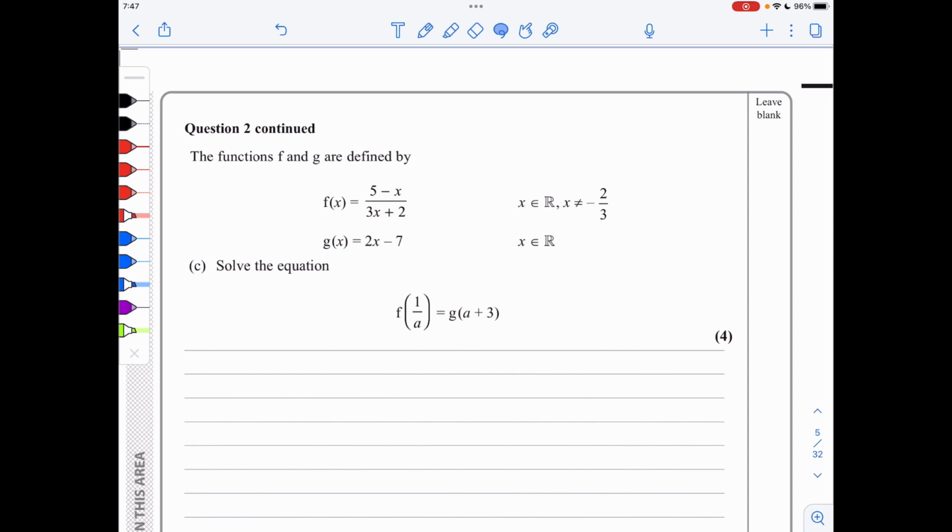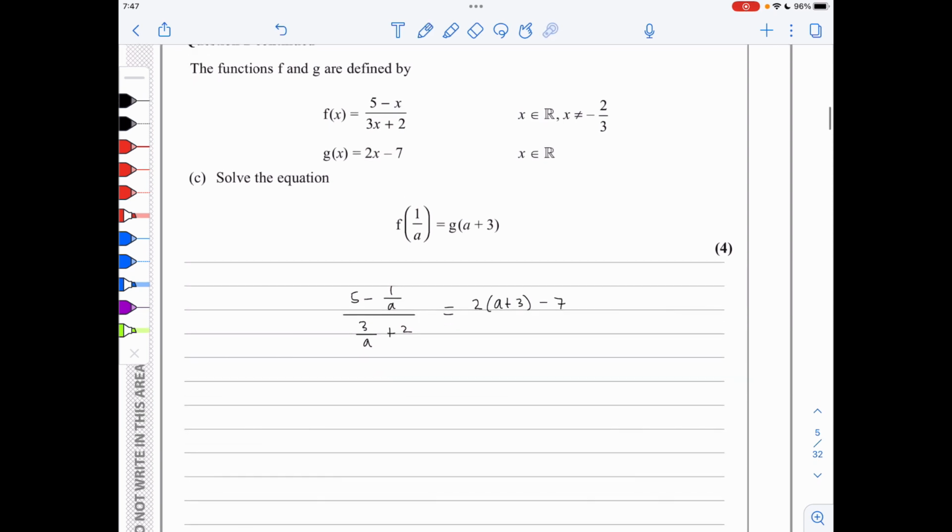In part C, we're asked to solve f of 1 over a is g of a plus 3. So f of 1 over a is 5 minus 1 over a over 3 over a plus 2, and we set this equal to 2 times a plus 3 minus 7. So I have to get rid of the fractions within the fraction on the left-hand side. For this to happen, I'll multiply everything by a on the left-hand side.